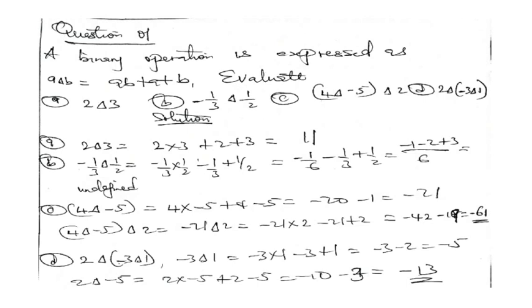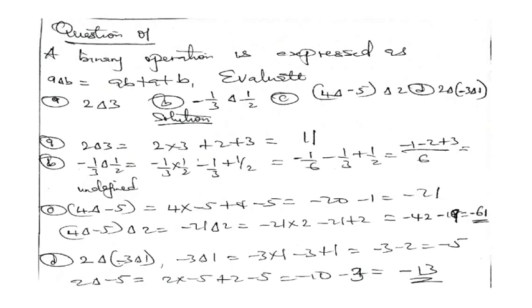C, open bracket 4 delta minus 5 close bracket delta 2. First, we'll take the first bracket, according to BODMAS, bracket first. We have 4 times minus 5 plus 4 minus 5. That will give us minus 21. Then minus 21 delta 2 gives us minus 21 times 2 minus 21 plus 2 equals minus 61.